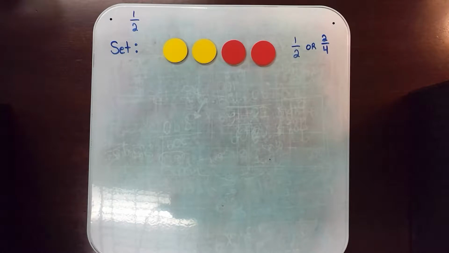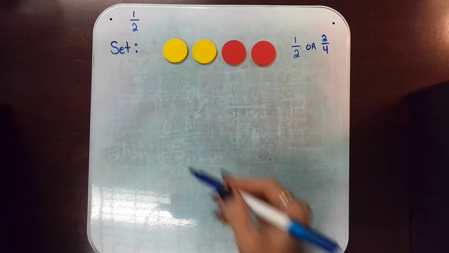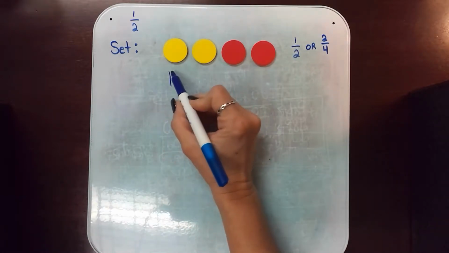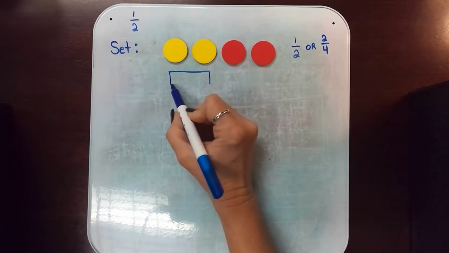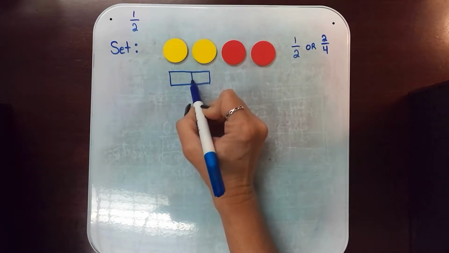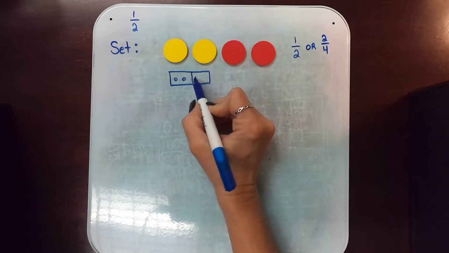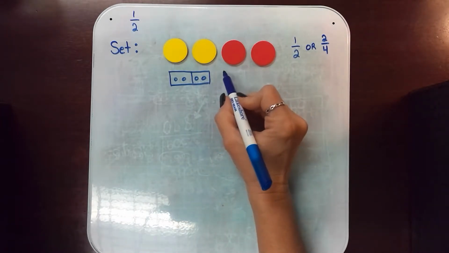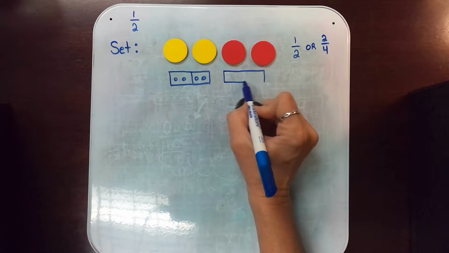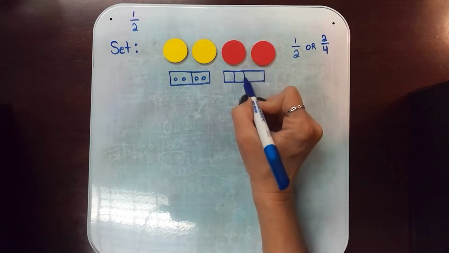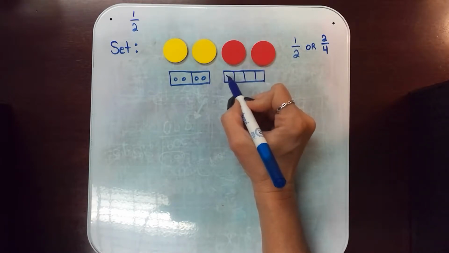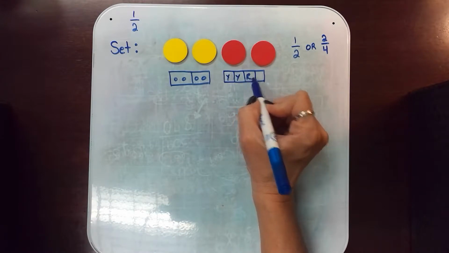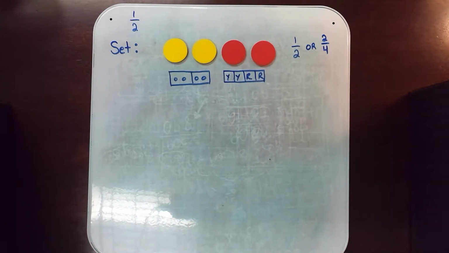And of course we know that both are correct because one student was looking at this and said, I can split it down the middle. I have a counter here, counter here, counter here, and counter here. That's halves. Or as a student, I could have looked at it and said, there are 4 counters. I have a yellow, a red, and a red. And so 2/4 of them are yellow, okay?